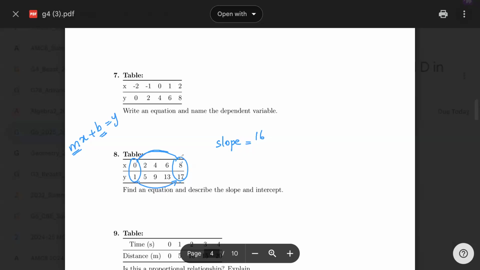What is the change in x? 0 to 8. So ending point minus the starting point. What is that change? 8. So the slope again here is 2. So m will be plugged with the 2 value.